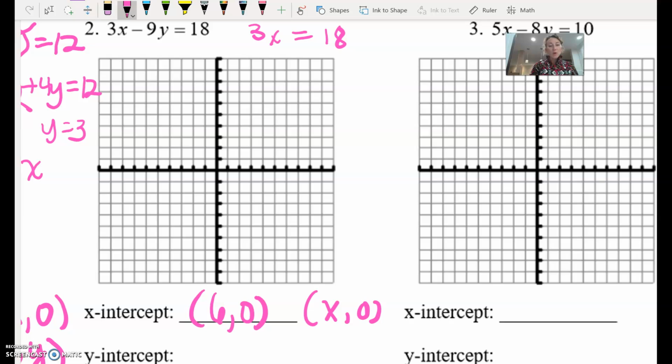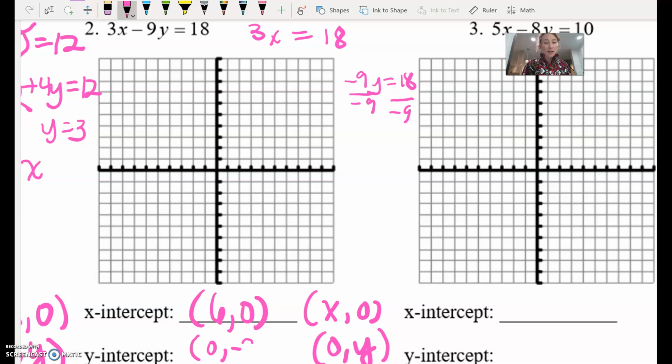I'm going to do the same work because I'm trying to find 0 comma y. This time plugging in 0 as the x value. So 3 times 0, nothing. So it's negative 9y is equal to 18. When I divide by negative 9, I get y equals negative 2. So that's 0 comma negative 2. So when I go to plot my ordered pairs, 0, negative 2, and 1, 2, 3, 4, 5, 6.